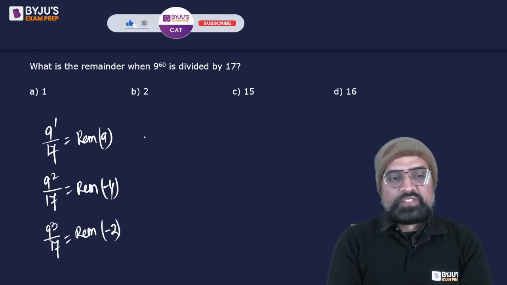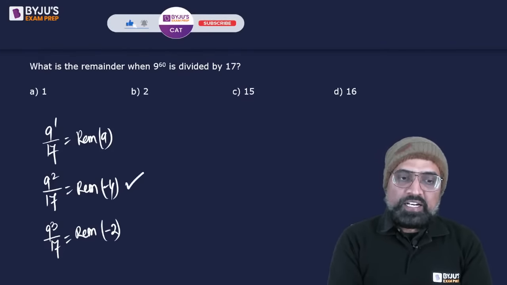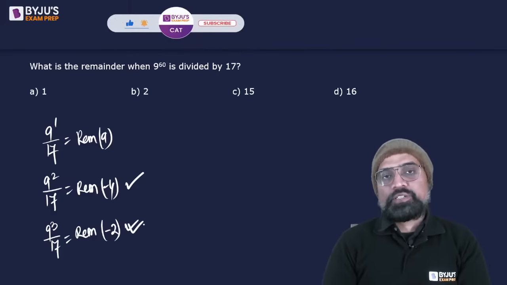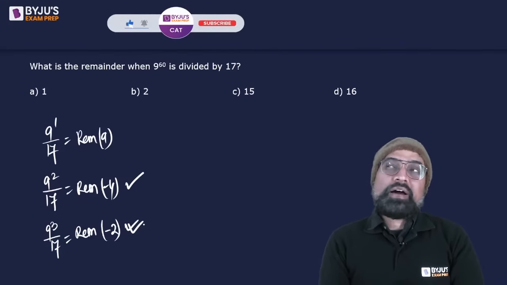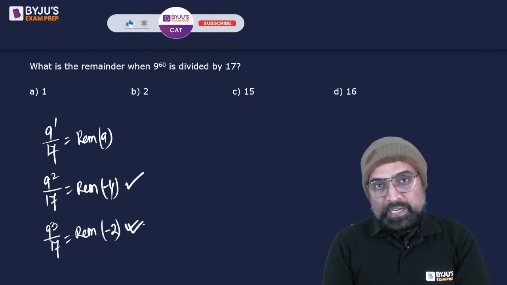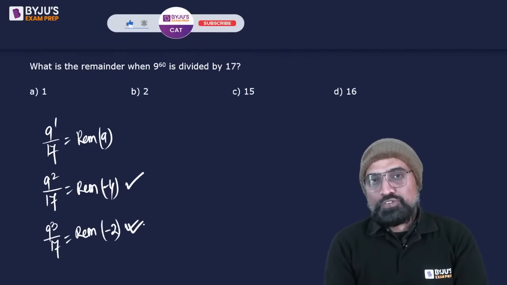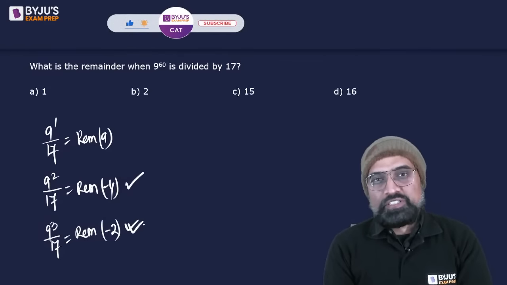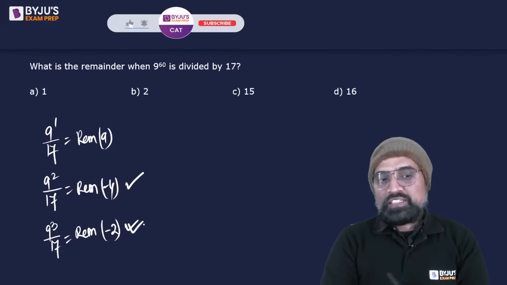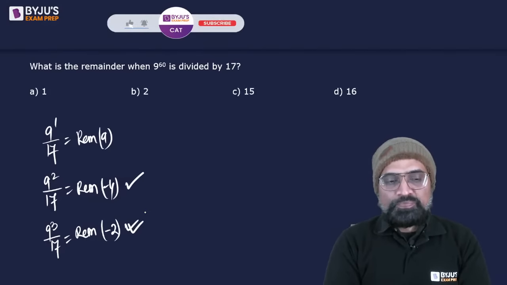Okay. Now the thing is, we can start from here or we can start from here. Why? Because -4 square is 16, and 16 when divided by 17 is -1. Or we can also take -2, because -2 raised to power 4 is also going to give us the same pattern, right? So we can start from either one of those two places. So let's start from here.